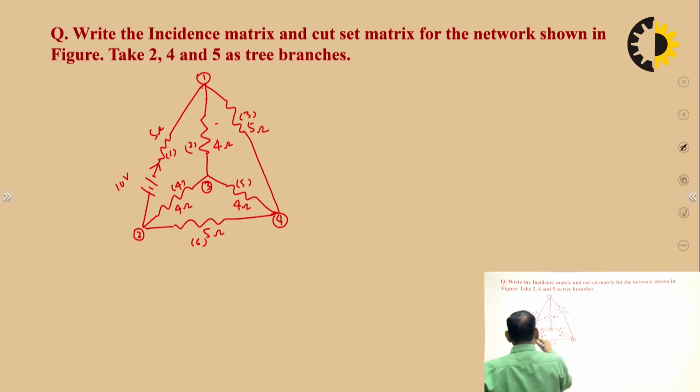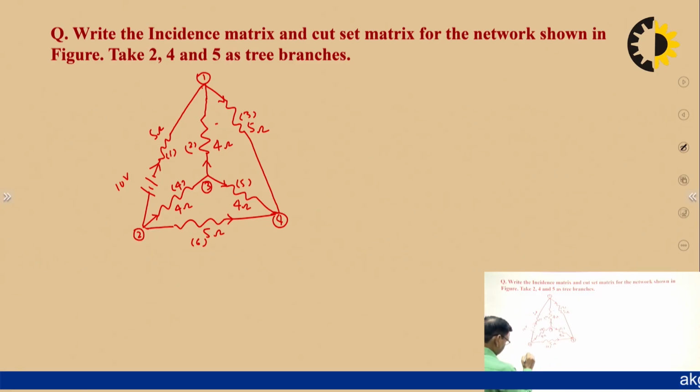So the circles are the nodes, and the brackets are the branches, and the network is oriented, and the orientation is like this. The direction is like this, and the orientation of branch 4 is like this. So this is the given network.